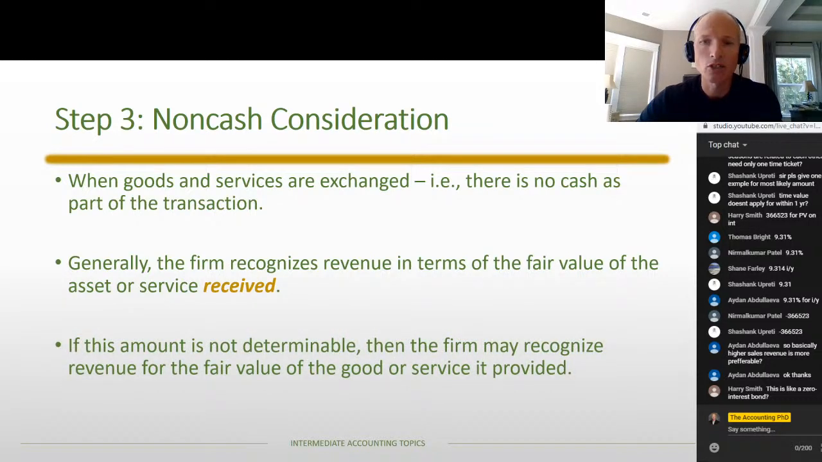If that amount is not determinable, then you can use the fair value of what you provided. So in other words, if you have no idea really what that fair value is, which doesn't make a lot of sense, but let's say that you just don't have a reliable way to estimate it, but you obviously know the fair value of the good or service that you provide, then you can use that. Again, a lot of this is in your notes already, so I don't want to spend too much time, but just wanted to highlight that.